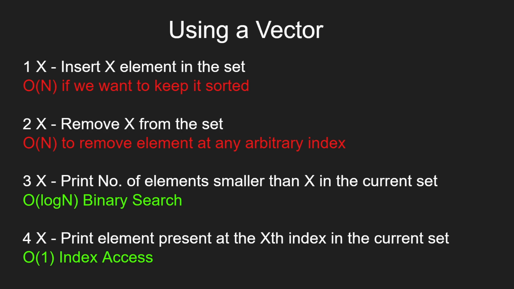Since all these elements are in an order, you can run a binary search to find the number of elements smaller than my current element, or the number of elements coming towards the left side of my current element, right? So that would take order of log n.